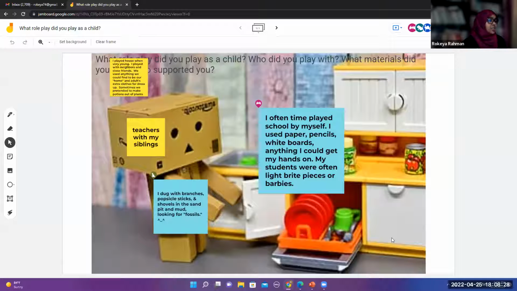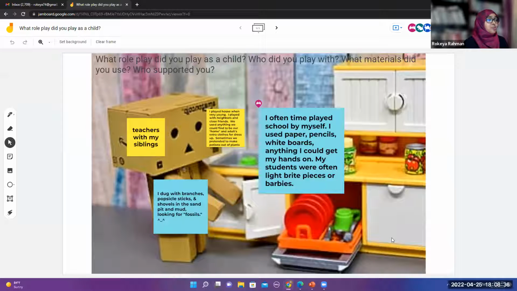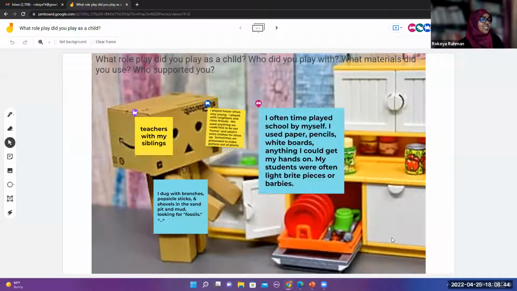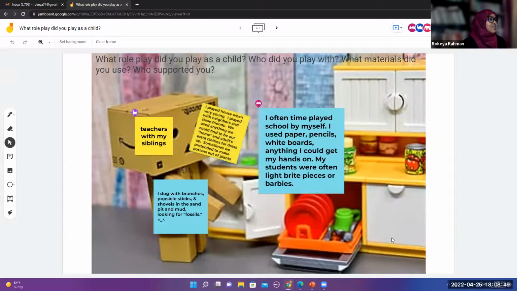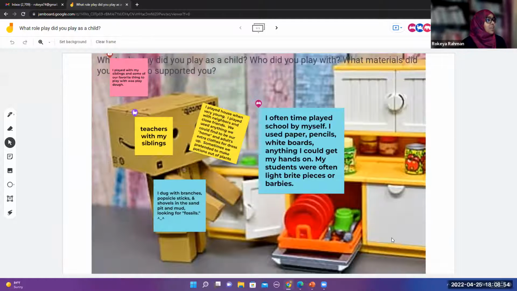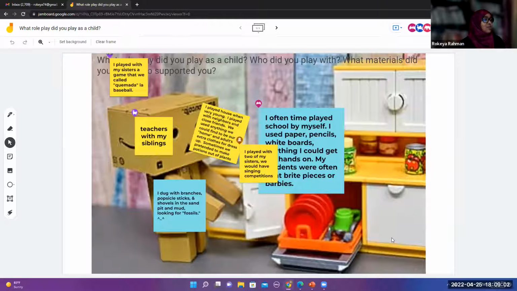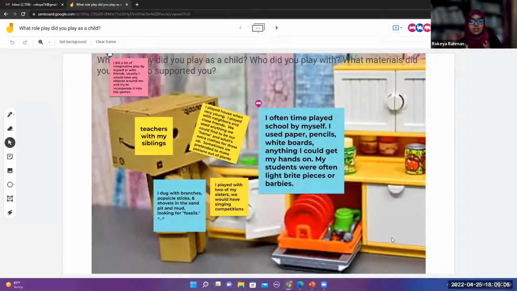Okay, I saw that. I wanted to read some of the ideas that you shared. One of you shared, I oftentimes played school by myself. I used paper, pencils, whiteboard, anything I could get my hands on. My students were often Lite-Brite pieces or Barbies. It's wonderful. And I saw that one of you said, I played house when we were young. I played with neighbors and close friends. We used anything we could find to be our home. I know. Absolutely. Those are sweet memories.